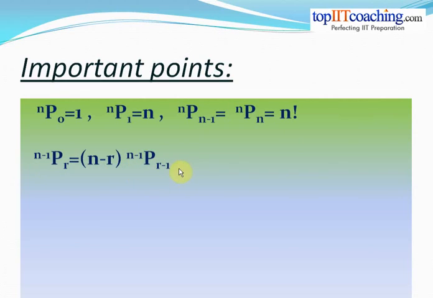Also, (n minus 1)Pr is equal to (n minus r) into (n minus 1)P(r minus 1), and also nPr is equal to (n minus 1)Pr plus r times (n minus 1)P(r minus 1). Now these are some very important points, and it's very good if you can remember them. We have left it as an exercise for you to prove them, and we are going to apply all these properties later on while solving some problems.